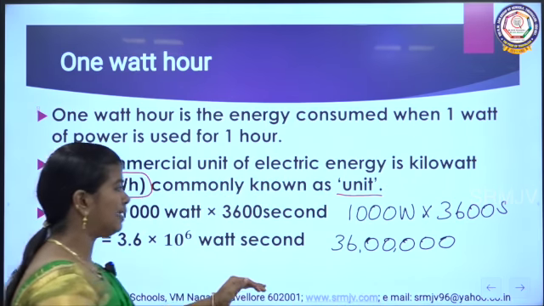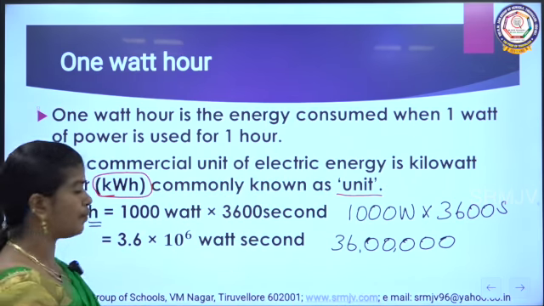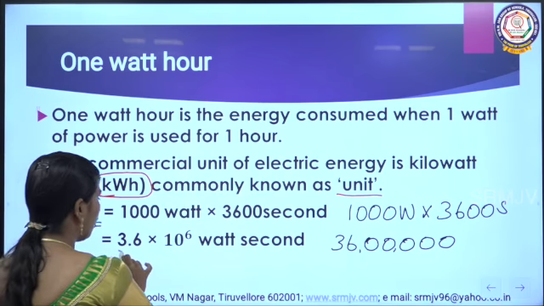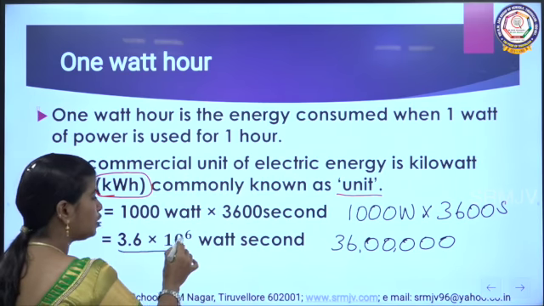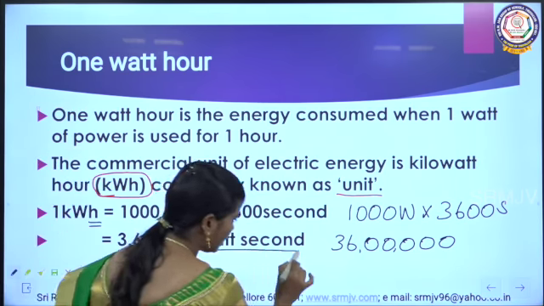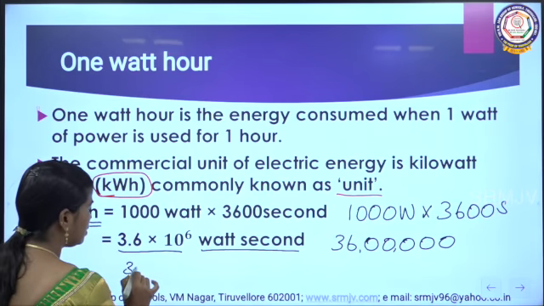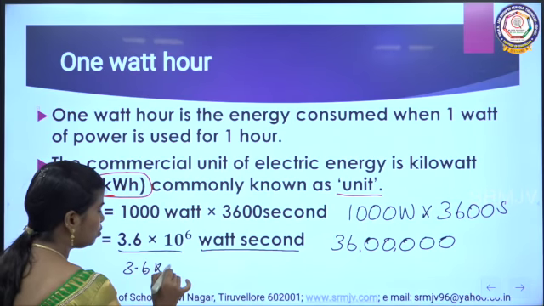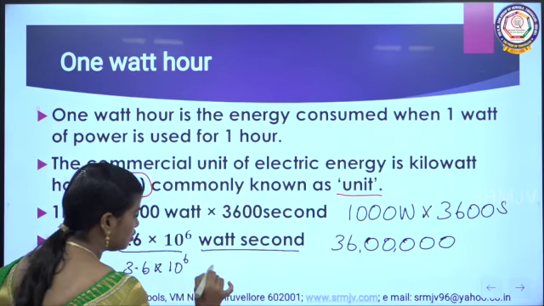When you multiply, you get 36 lakhs. That is written in the form of power as 3.6 into 10 to the power of 6 watt second, or otherwise you can write it as 3.6 into 10 to the power of 6 joules.